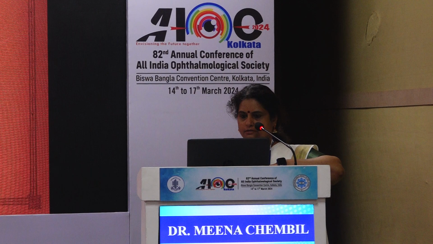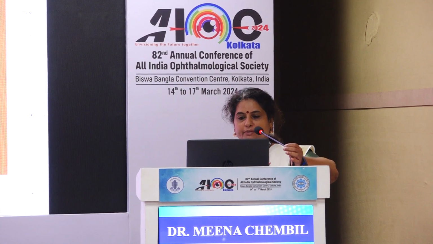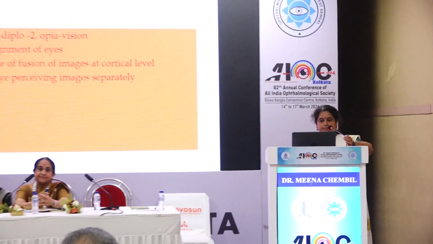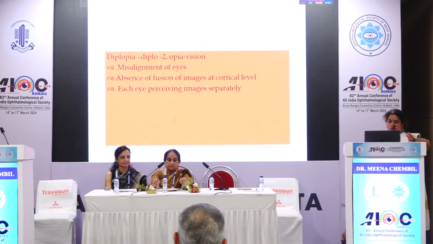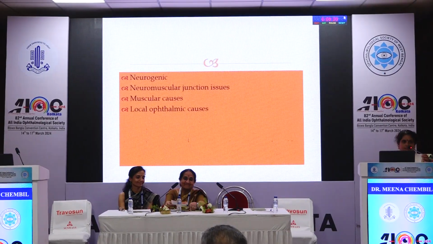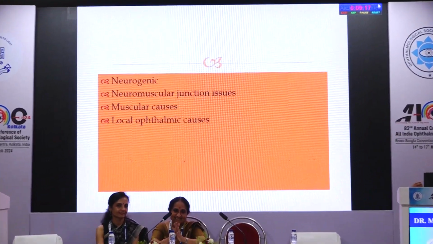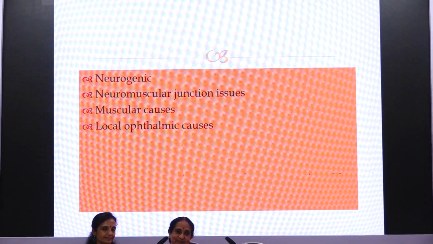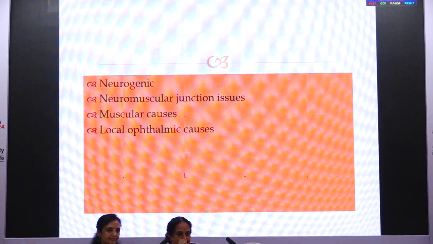Double vision or diplopia is usually due to misalignment of the eyes with an absence of fusion of images at the cortical level, and each eye perceiving images separately. So it need not always be due to misalignment. It can be due to neurogenic causes, and it can start from the nerves, the neuromuscular junction, or the muscle itself, and also local ophthalmic causes.